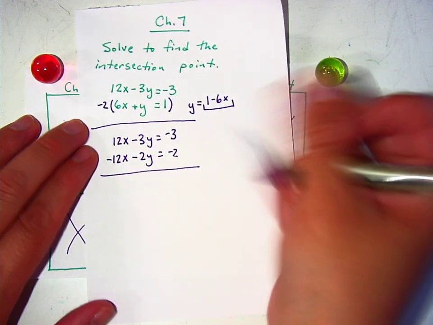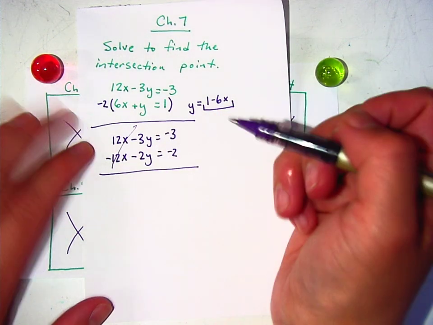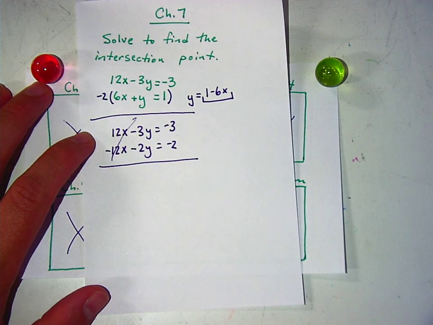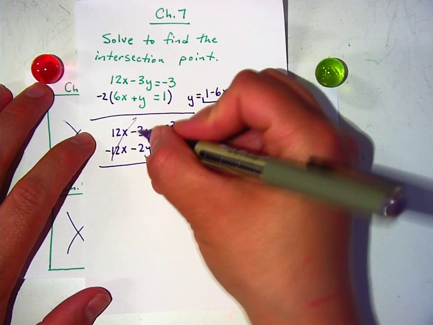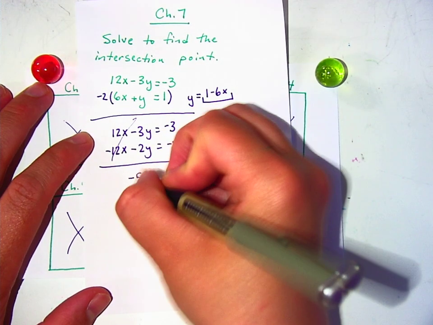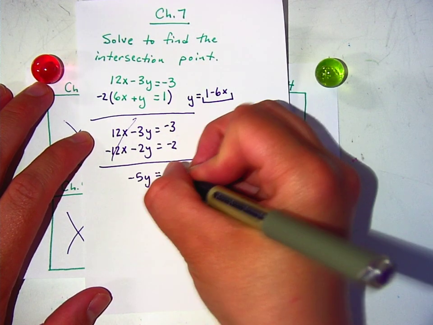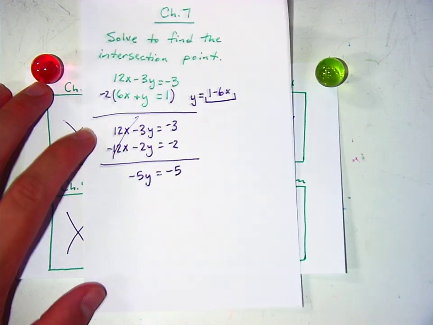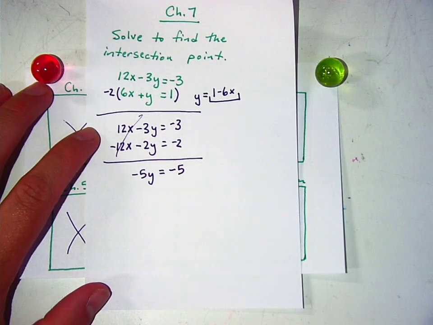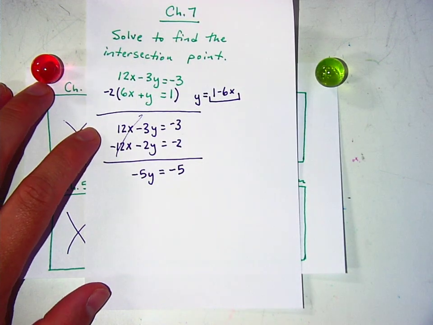And you add them together. So the x's disappear. That's what we planned for, right? We got one positive, one negative, the same number. -3 plus -2 is -5y. If negatives are still tripping you up, then you need to use a calculator on this test. No excuses. Okay, now we're left with -5y equals -5.